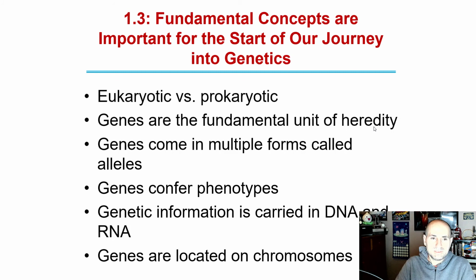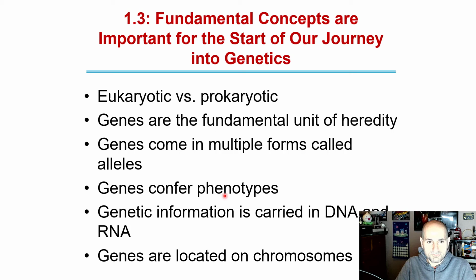Genes come in multiple forms called alleles. So remember, you can have an eye color gene, right? Eye color is a gene. But brown eyes would be an allele of the eye color gene. Blue eyes would be a different allele for the eye color gene. Does that make sense? So when I say gene, I mean like eye color. But when I say the blue eye allele, that means the blue eye version, the blue eye form of the eye color gene.